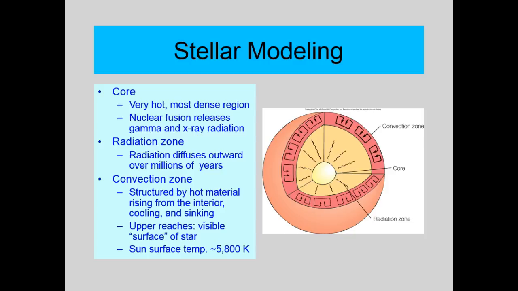Around that is where the outward force of the fusion reaction is pushing out. The radiation diffuses outward now over millions of years. Okay? Now, it's happening over millions of years, but it's not taking that long for it to diffuse outward. Okay? Because radiation moves at almost the speed of light.